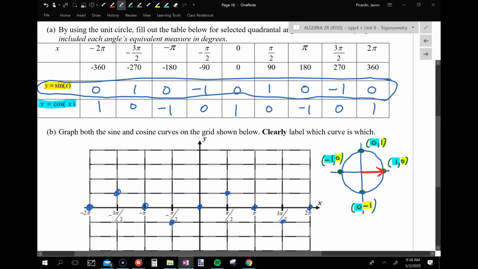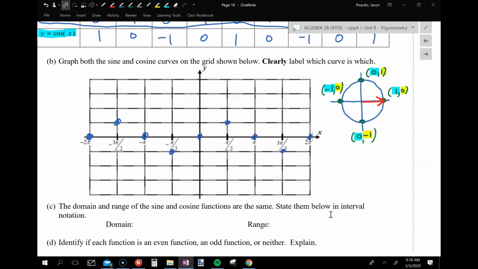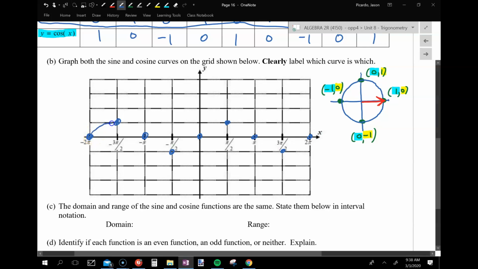All right. So I get all these points, and they seem kind of strategically placed. Does it look like there's a pattern here? Yeah, right? It looks like if I played connect the dots, I would get something that looks like that, right?